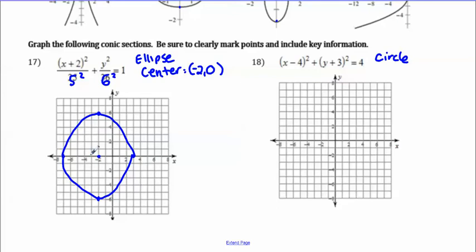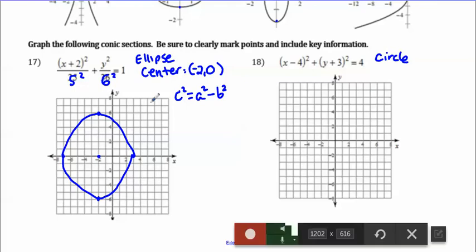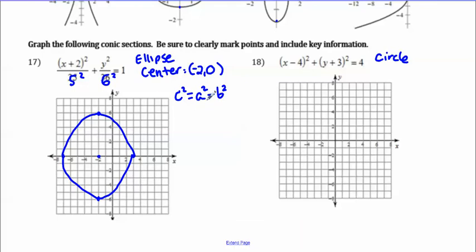And if you need to graph the foci, you're going to use c squared equals a squared minus b squared. Remember that a is the larger of these two numbers, so that would be 6. So I have 6 squared, which is 36. B is the smaller of these two numbers, which is 5, so 5 squared is 25. So c squared equals 11.